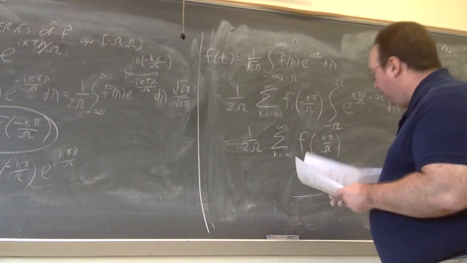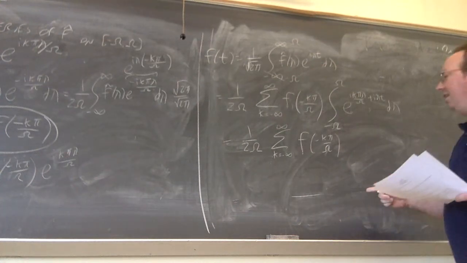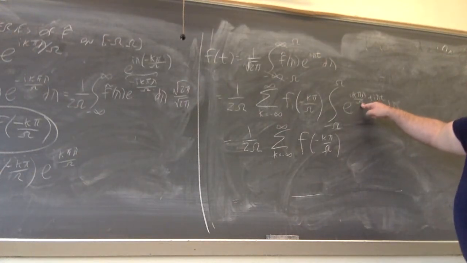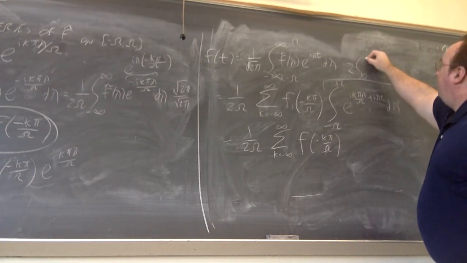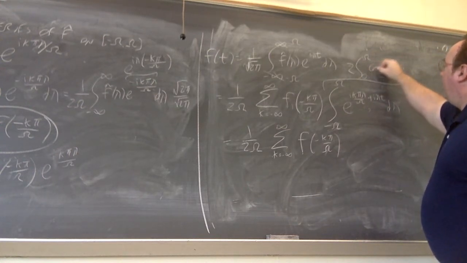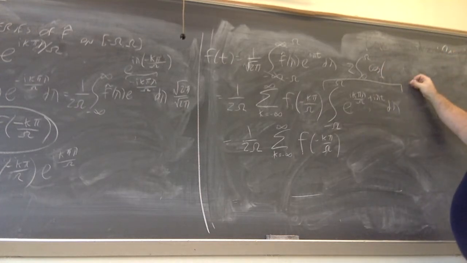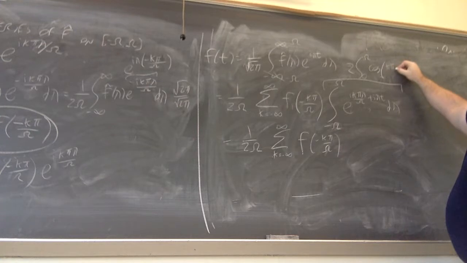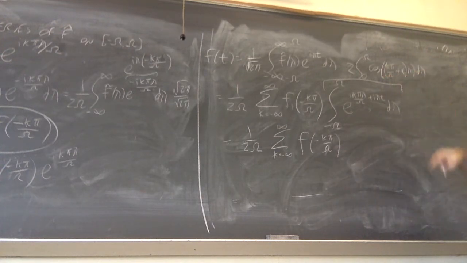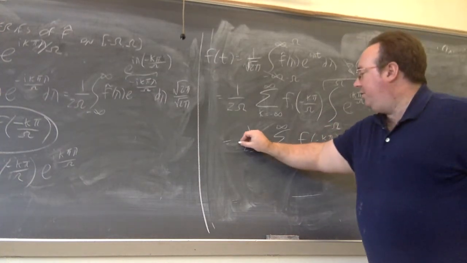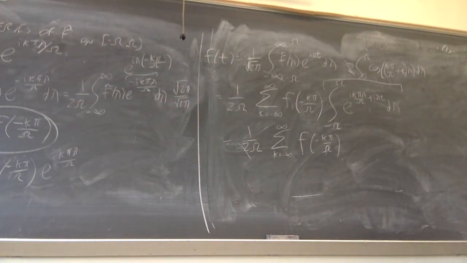Make sure I'm not missing anything. Well, it turns out that because of this omega in the denominator down here, and the fact that this is a symmetric integral, this is equal to 2 times the integral from 0 to omega of cosine of k pi over omega plus t, all times lambda, d lambda. So that's another way to rewrite it. So that 2 is going to cancel with the 2 down here.